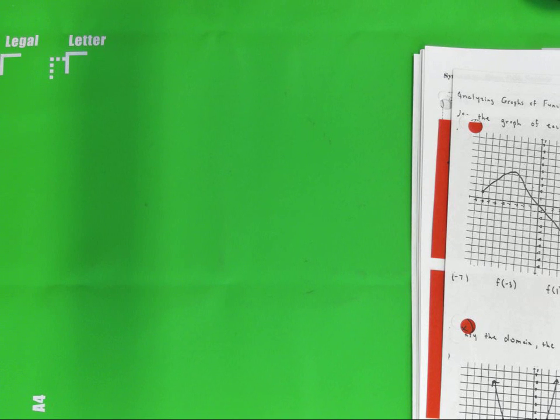Number 8. What's your domain? Bracket -3, 8, bracket. Range? Bracket -3, 4, bracket. Y-intercept? 4. Zeros? -2, 2, 5, 7. Very good. Are there any questions on your homework?